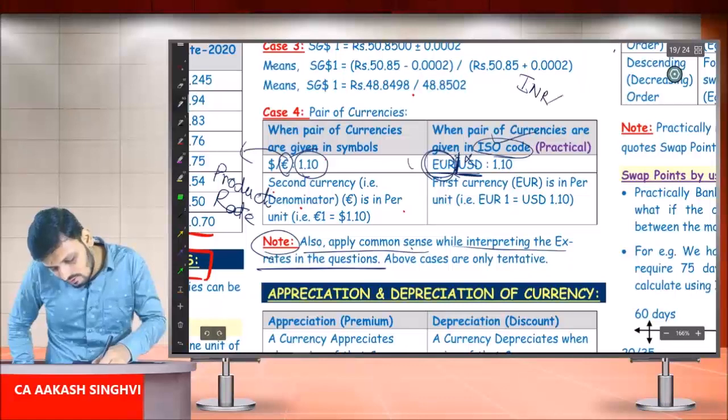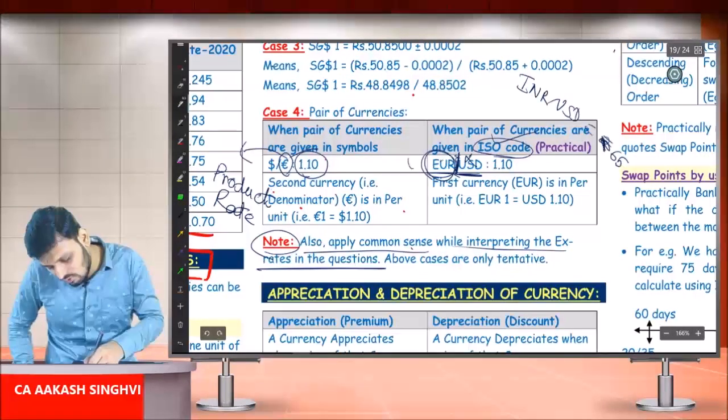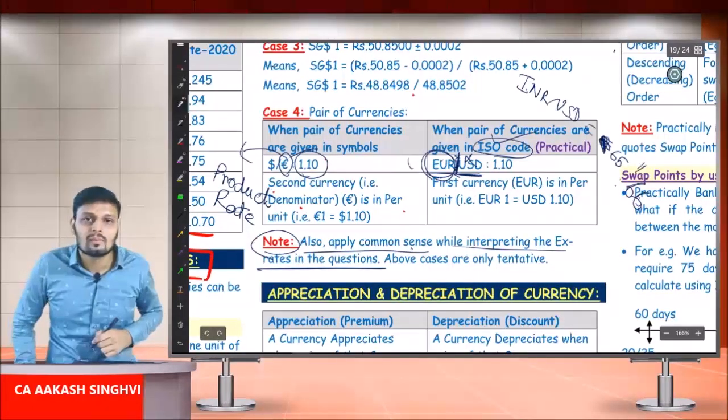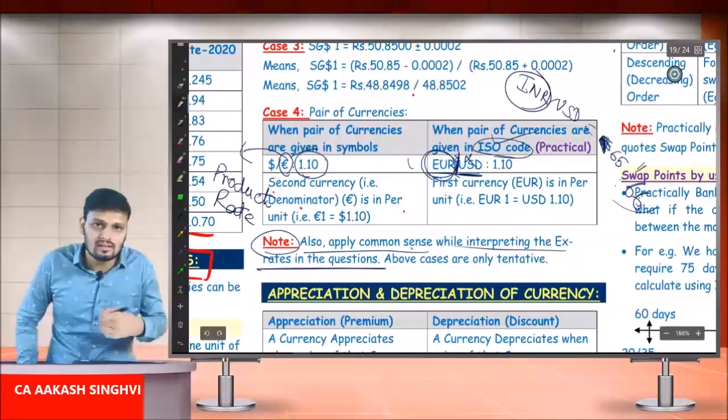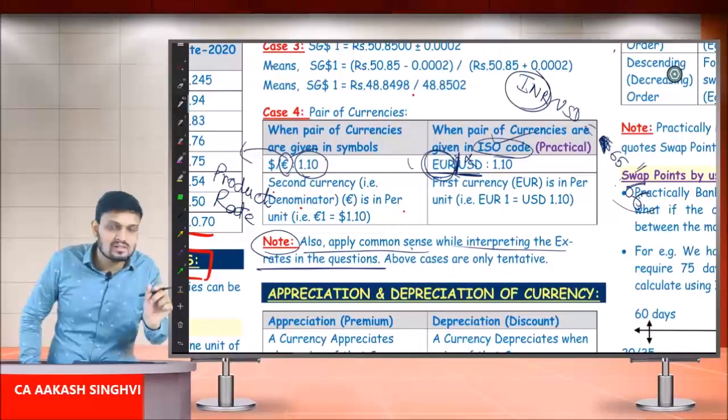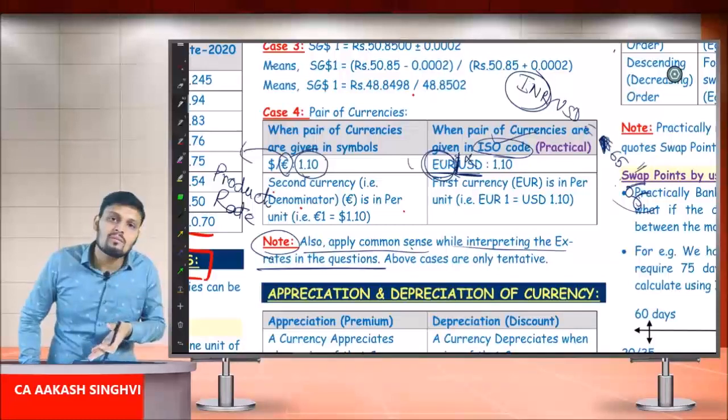INR USD equals rupees 65. Okay, they will not give you rupees, 65.66. Here you might think this is the rate of rupees, correct? Because it is an ISO code. So whatever comes first, that is a product. But apply common sense here.